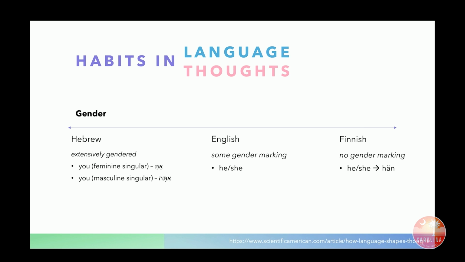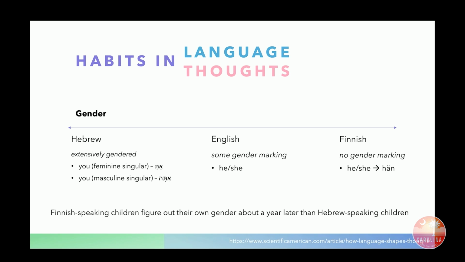So it turns out that when gender is a huge part of your language, it also becomes more a part of your thought too. So they did research and they found out that Finnish-speaking children figure out their own gender about a year after Hebrew-speaking children, and then English children are somewhere in the middle of that range. So these are all first languages that I've been talking about. I'm getting to the programming thing, I promise.